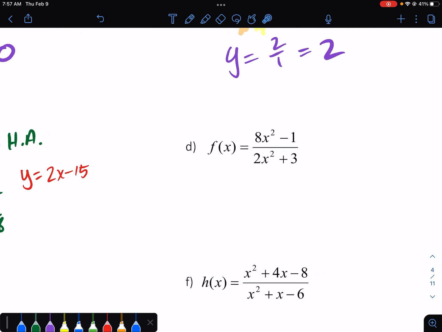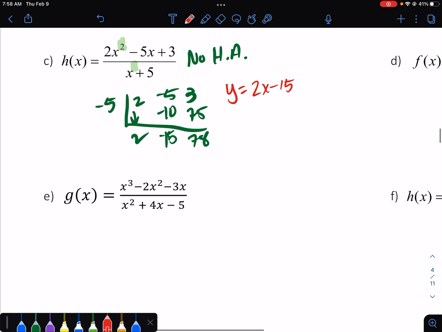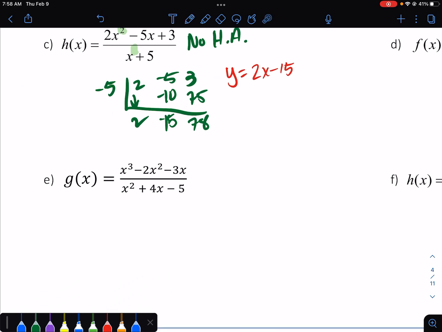Okay. If we look at this one, the x squared and the x squared, so those powers are matching. So what we're going to do is take the leading coefficients. So we get 8 over 2, which is 4. If we look at this one, okay, we're going to see that the top is bigger than the bottom. And then this is where we're sad because this is not linear. So that means that I have to long divide these two values.